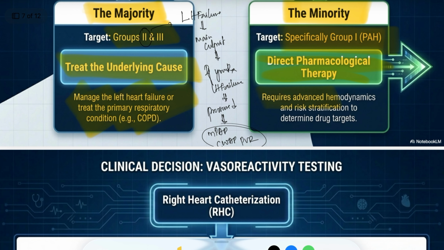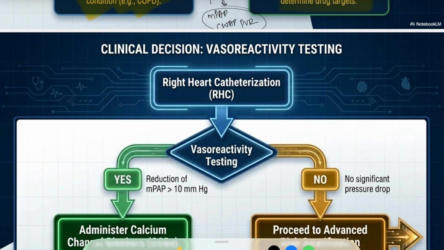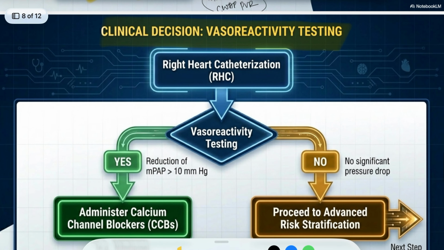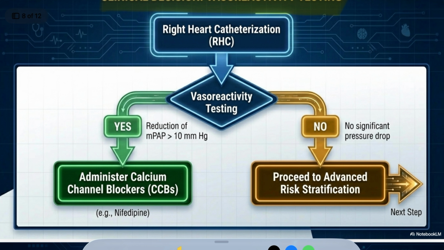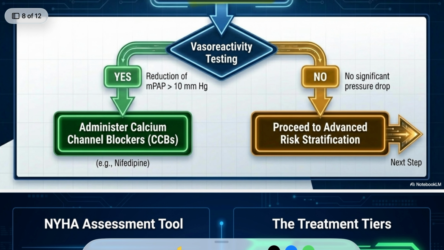It requires advanced hemodynamic and risk stratification to determine the actual drugs needed. So let's see how we can proceed with the treatment. We have to make a clinical decision where vasoreactive testing has to be done. First, to treat the patient, you have to confirm the diagnosis. You have classified him and the patient was in the minority, which is group 1. So you have to confirm the diagnosis. You have to go with right heart catheterization just to diagnose the patient. Since it is the minority case, you are not going to lose the patient, so you actually get plenty of time to diagnose the cause.